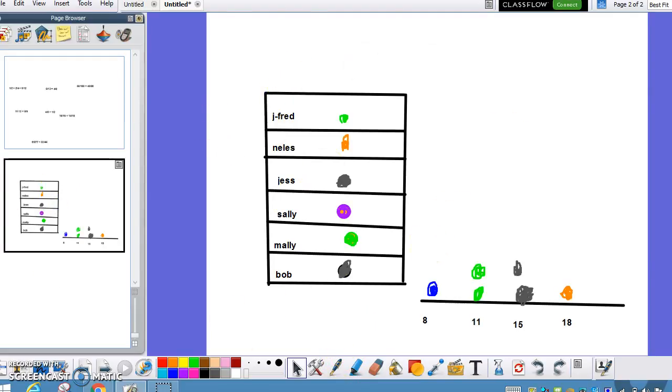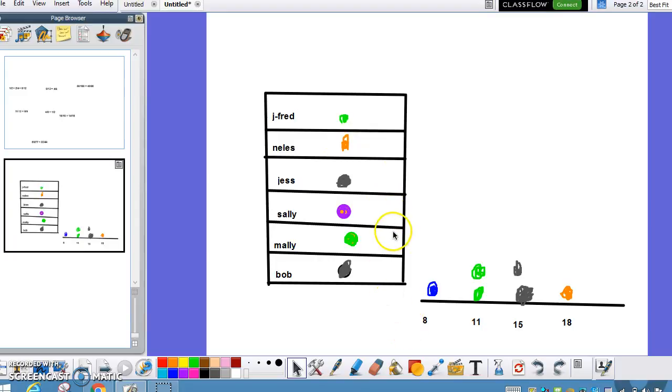And here is the line plot. Basically, all these are people who are going to a party, and their names are Jfred, Nellis, Jess, Sally, Mally, and Bob. Blue is 8 years old, green is 11, gray is 15, and orange is 18.